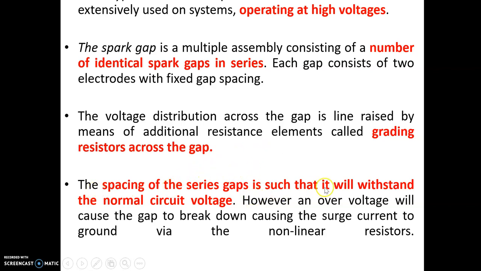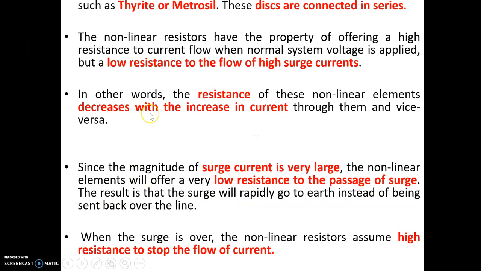The spacing of the series gap is such that it will withstand the normal circuit voltage, because the gap distance also you have to design very properly. And nonlinear resistor discs are made up of inorganic compounds such as thyrite or metrosil. But when you see a metal oxide arrestor, that disc will be made up of metal oxides, ZnO arrestors. So nowadays metal oxide arrestors are used rather than thyrite, because thyrite characteristics may change due to operation, and ZnO arrestor characteristics are very smooth and superior to thyrite. So nowadays ZnO, metal oxide arrestors are used.